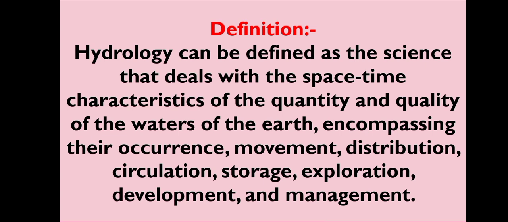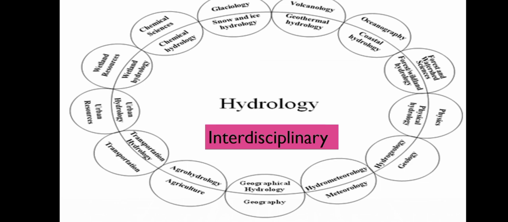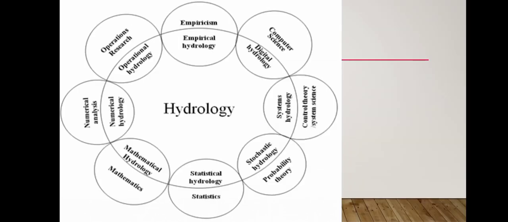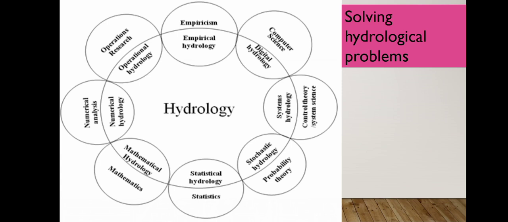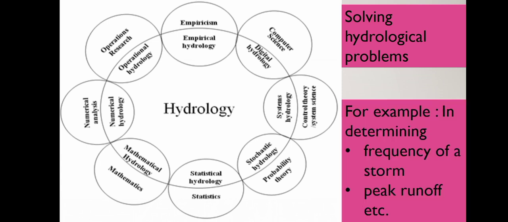Look, hydrology is a very broad subject of interdisciplinary nature. Interdisciplinary means it is related to more than one branch of knowledge. You can see hydrology is related to various disciplines involving agriculture, geography, meteorology, geology, glaciology, and many more. And there are several methods borrowed from several disciplines such as mathematics, probability theory, numerical analysis, etc. for solving various hydrological problems. Hydrological problems like computing frequency of flood and in determining peak runoff from an area, etc. This type of hydrological problems can be solved by these methods.